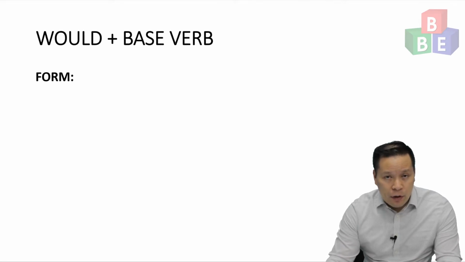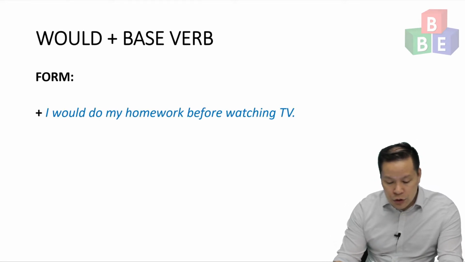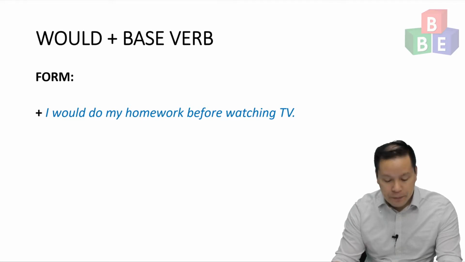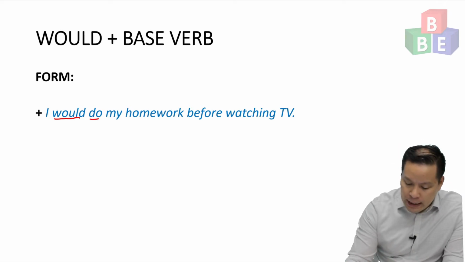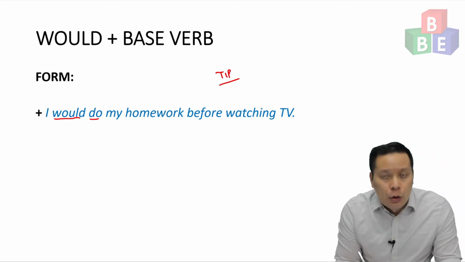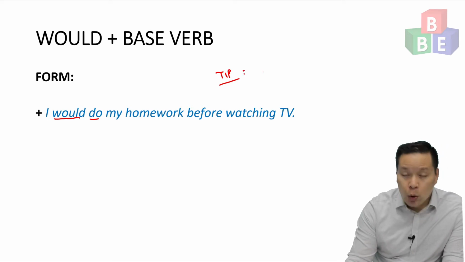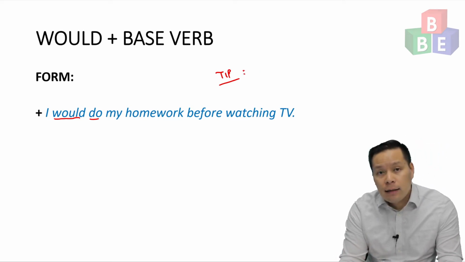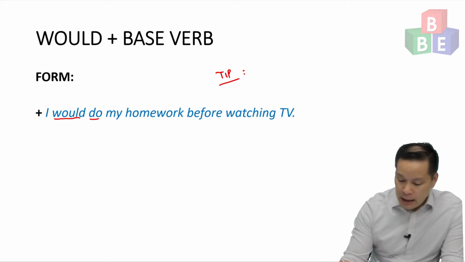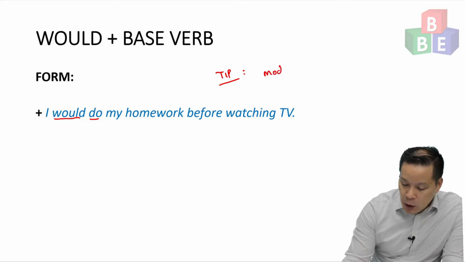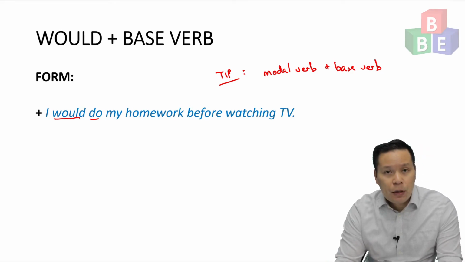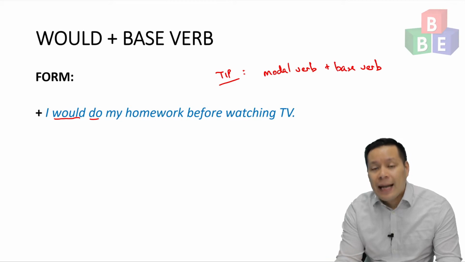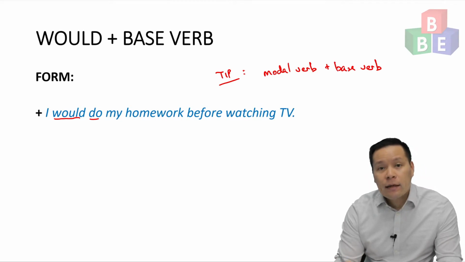Now let's talk about would. In the positive statement form, we would say, I would do my homework before watching TV. We use would plus base verb. Here's a tip. Would is a modal verb. Like will, can, can't, should, must, may. And typically, we say modal verb plus base verb. Okay, the base verb is the infinitive without the to. So we would say things like will play, must go, can do.